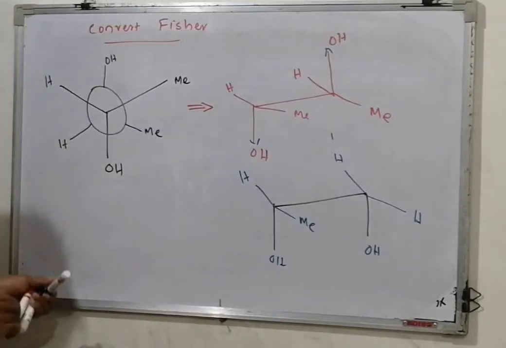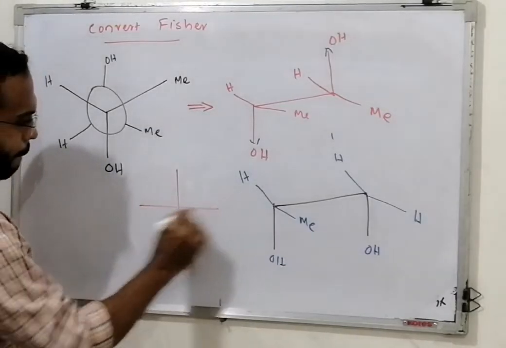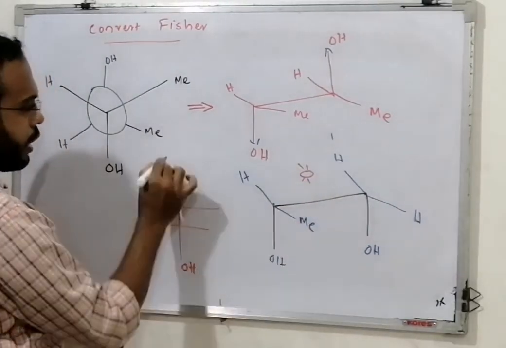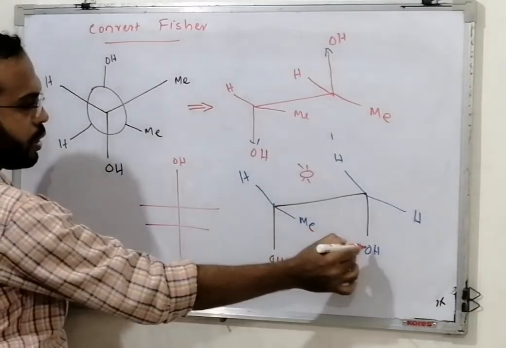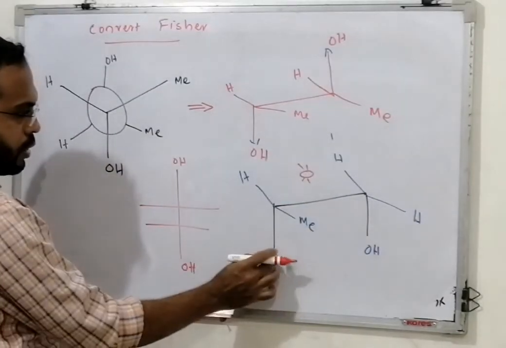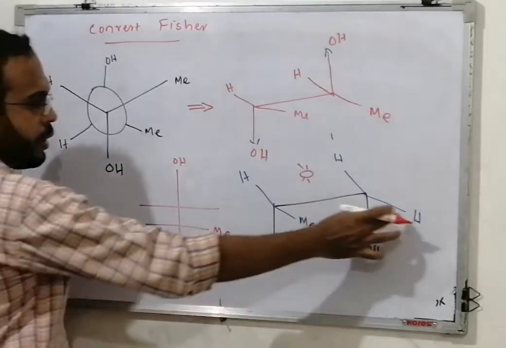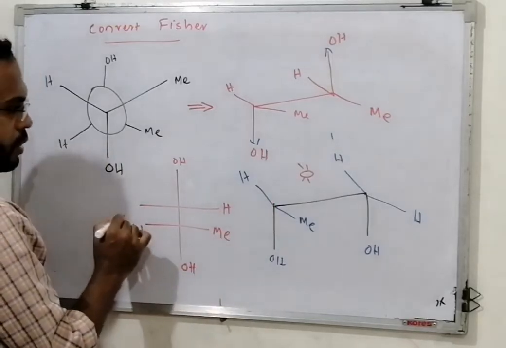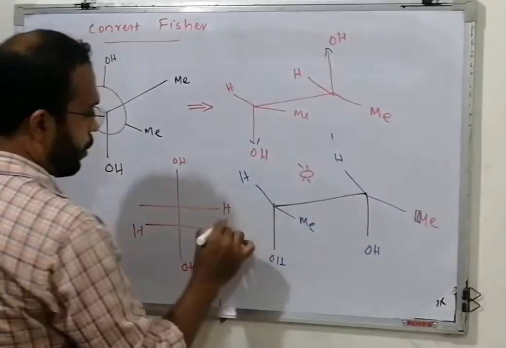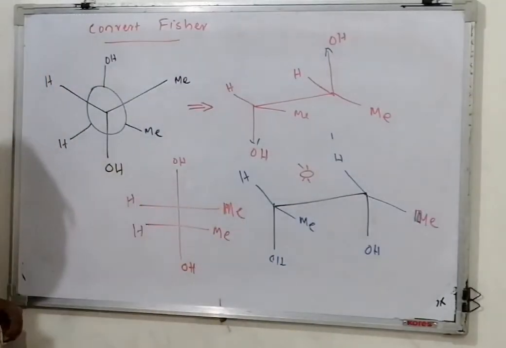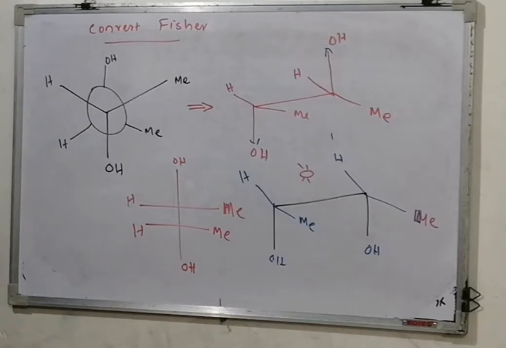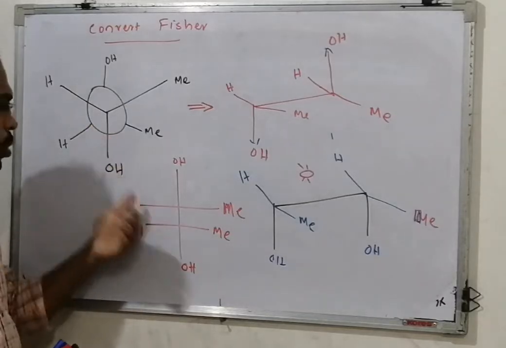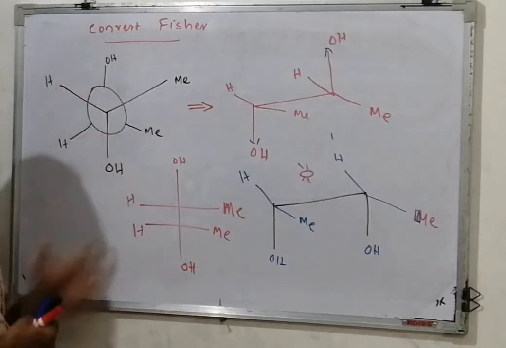Now it's Fischer. You are looking from this side. Therefore, this OH and this also OH. This side, suppose this OH is this one. This side is Me, this side is H. This side of this carbon is H, here suppose this is Me, make it Me. This is also Me, H and H. Therefore, this is the Fischer projection. If this molecule is optically inactive, it has a plane of symmetry, and it is a meso compound. This is a meso compound based on the Fischer projection.